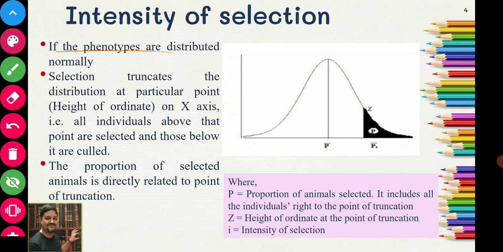Now you have seen intensity of selection in two terms. First, in terms of phenotypic standard deviation, I = S/σP, selection differential divided by phenotypic standard deviation, and another definition of intensity of selection, I = Z/P, height of ordinate divided by proportion of individuals selected. This definition was necessary because you have to understand how proportion regulates the intensity of selection. If the proportion increases, intensity of selection decreases. If you reduce the proportion, intensity of selection increases.